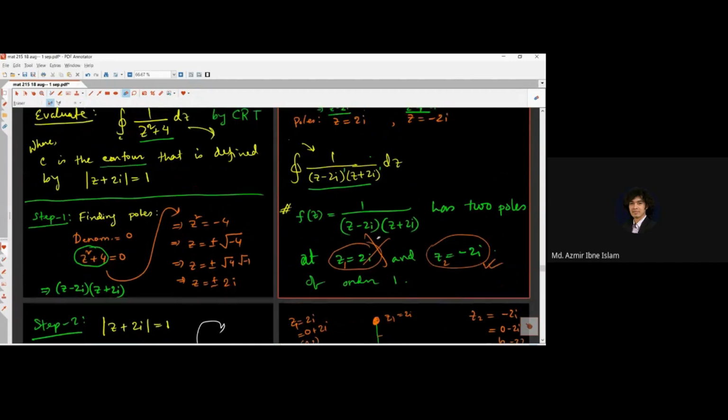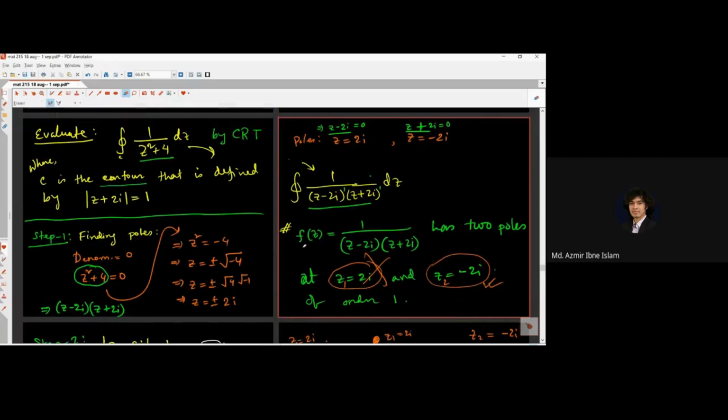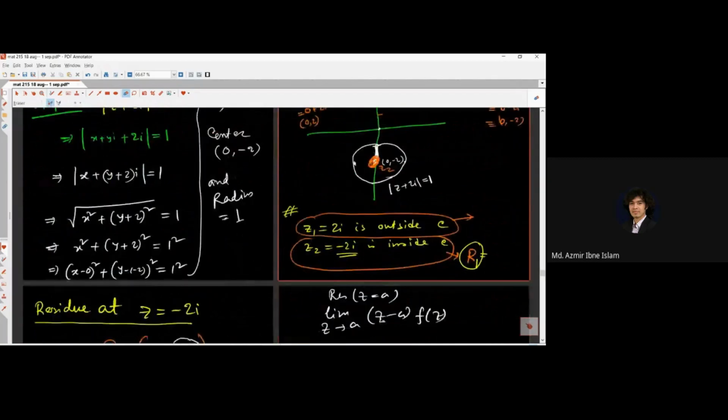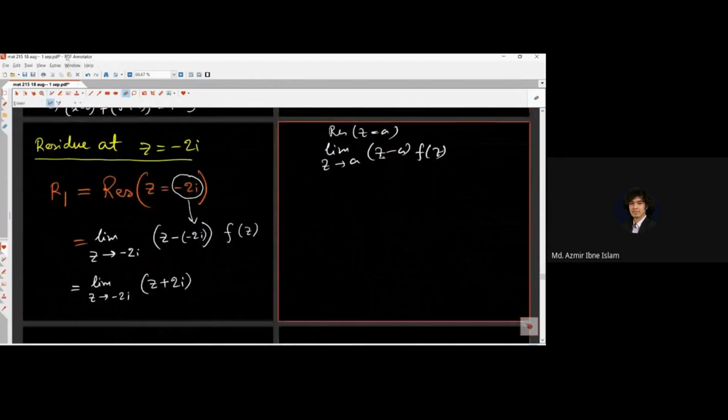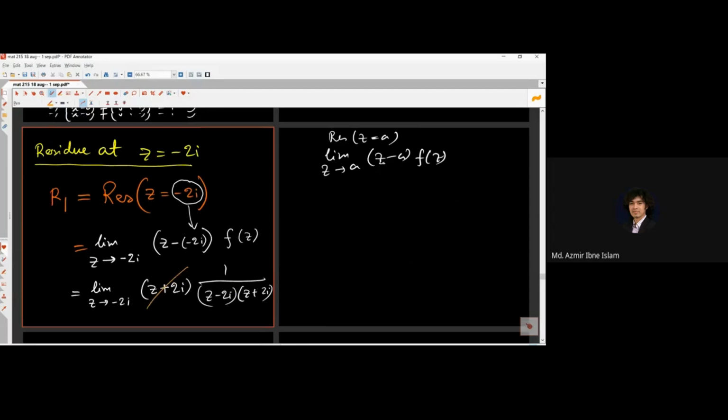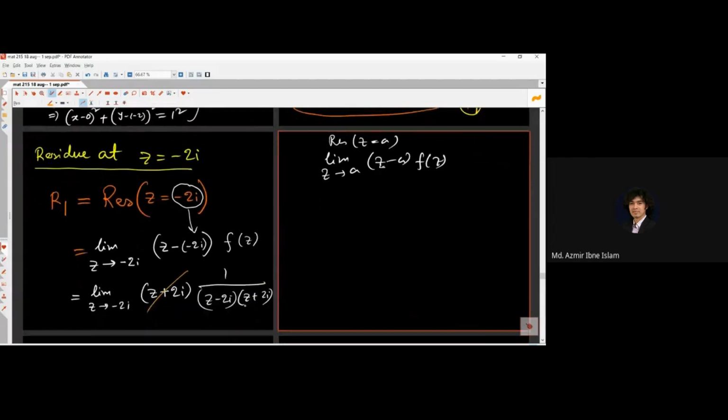So z 1 by square plus z 4. Negative 2i, z positive 2i. Is that okay? Yes, sir. So 1 by z negative 2i, z positive 2i. Now we can see that the beauty of Cauchy's residue theorem is that some parts will be cancelled and you will get a simplified or reduced term.